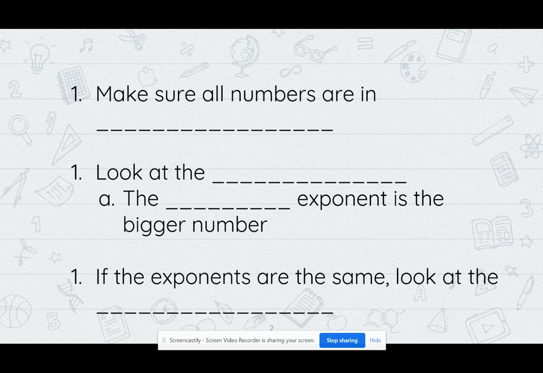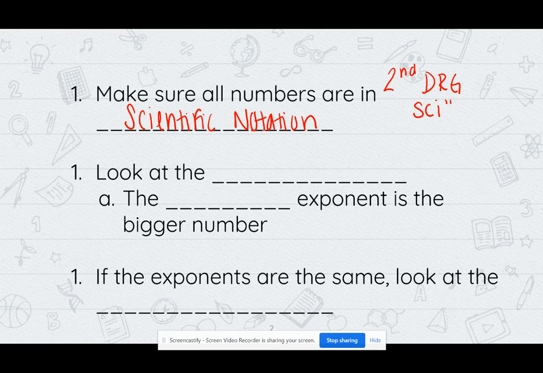The first thing is that you want to make sure that all your numbers are in scientific notation. So if for some reason they give you something in standard form, remember standard form is just how you regularly write numbers, you have to change it to scientific. And the way to do that is in your calculator, you hit second, DRG, and then you're going to scroll until you see sci and hit enter. So make sure your calculator is in sci mode, which you do by going, again, second, DRG, scroll to sci, and hit enter.